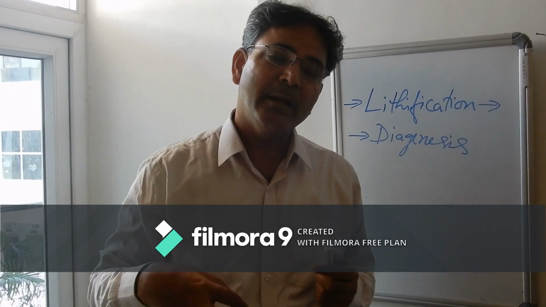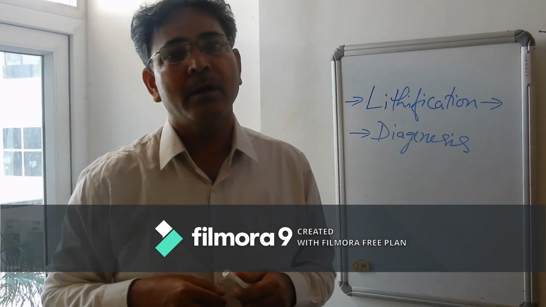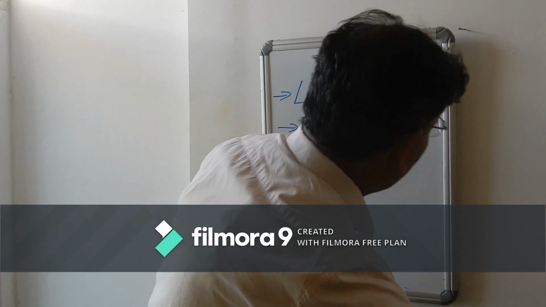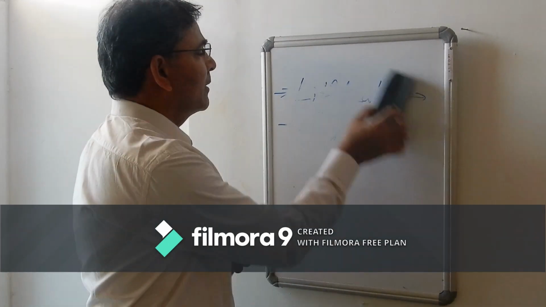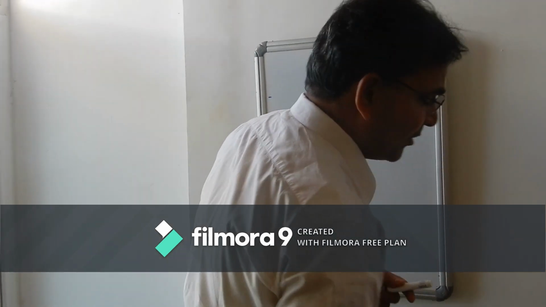So lithification includes all those physical, chemical and biological changes which take place during the formation of the rock, whereas diagenesis includes all those physical, chemical and biological changes which take place during the formation of the rock or even after the formation of the rock. So what are the various steps or processes of lithification?